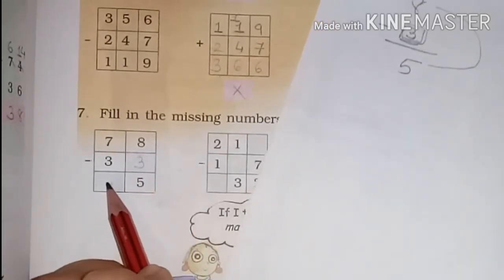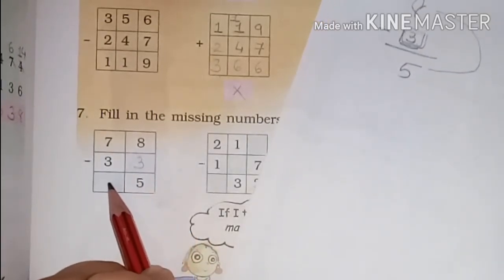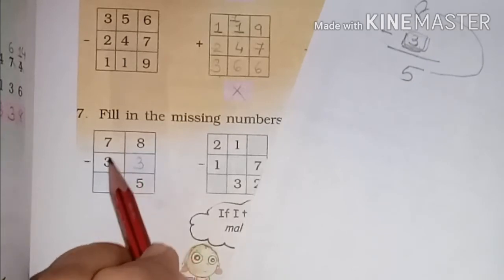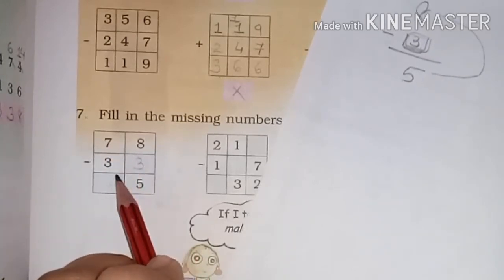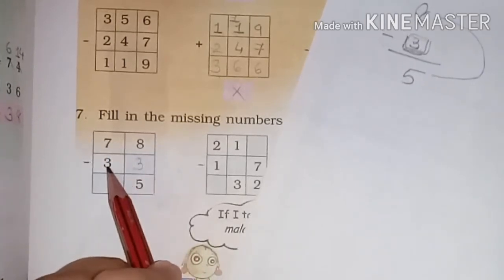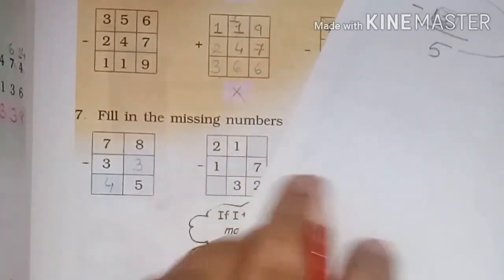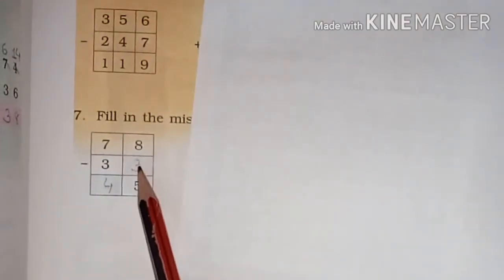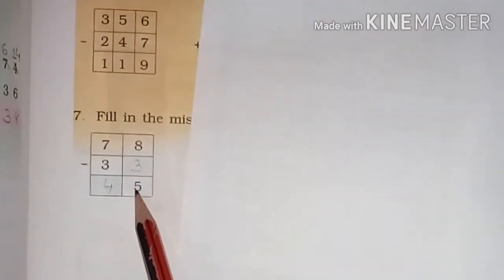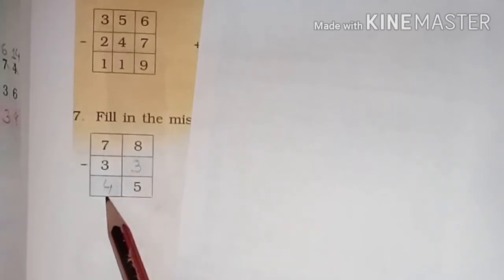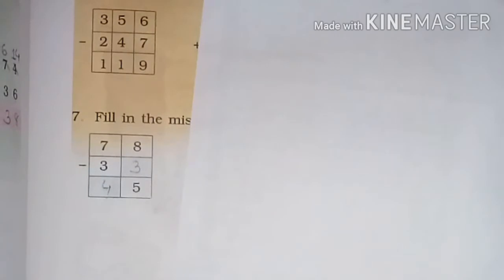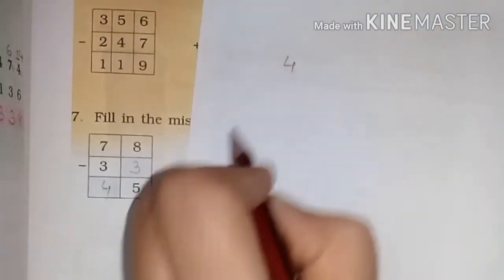Now to find the number here, we are going to do simple subtraction. 7 minus 3, the answer is 4. Let us check our answer whether it is correct or not. See, 8 minus 3 is 5, and 7 minus 3 is 4. So the answer that we did is correct. We can even cross check our answer.